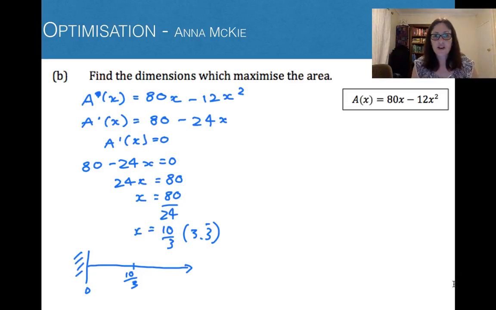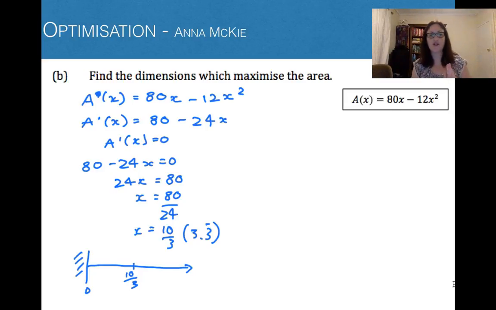But then how do we know if it's a maximum or a minimum? We should graph it. I'm not going to switch to my emulator this time around because I'll lose everything that's written on my screen. So you get your graphics calculator out and you graph that and have a look. Is it going to be a maximum or a minimum? I'll tell you now, it's a maximum.